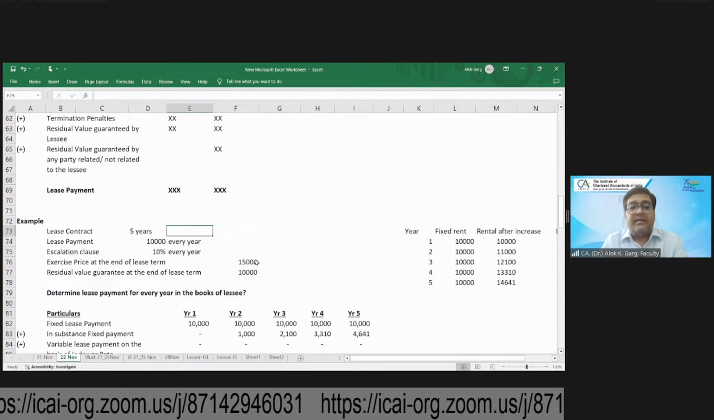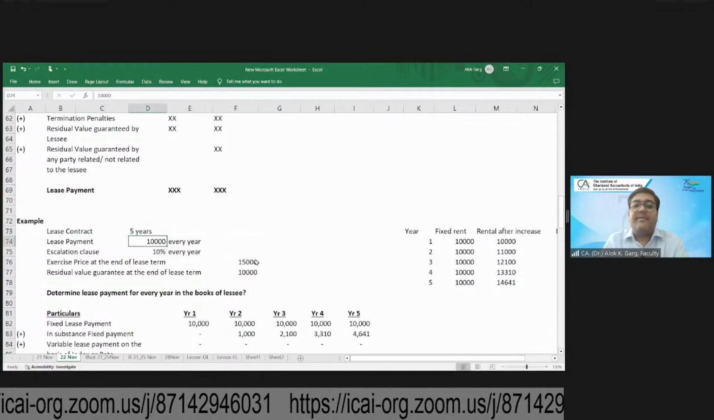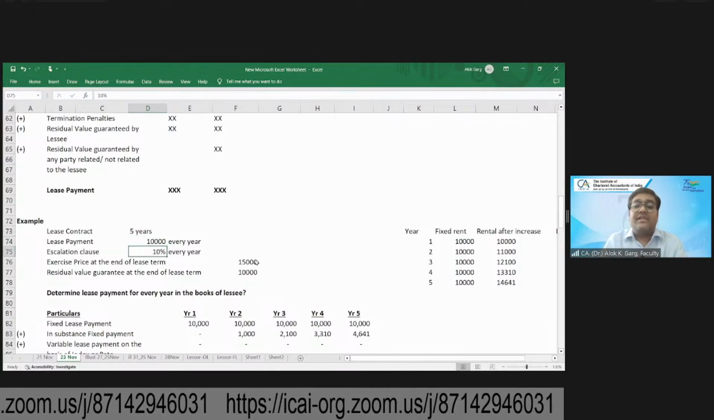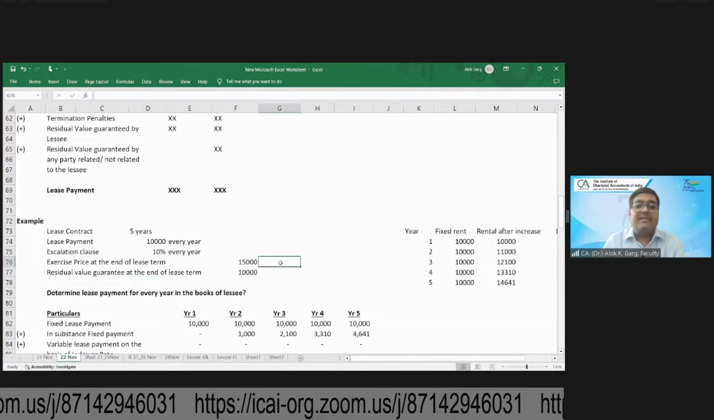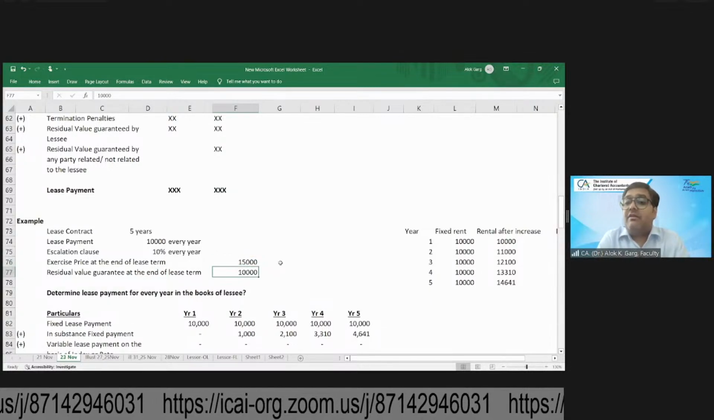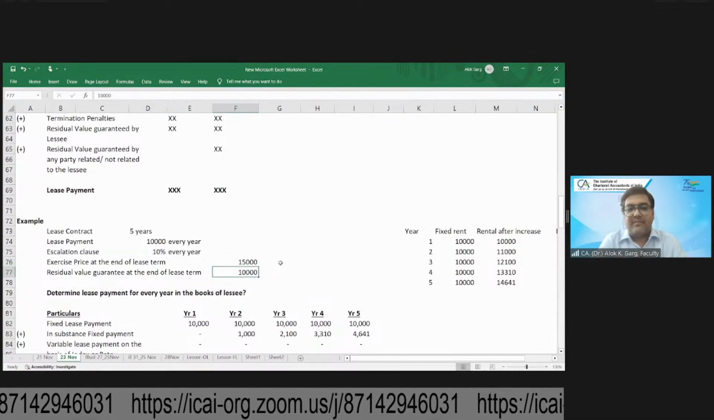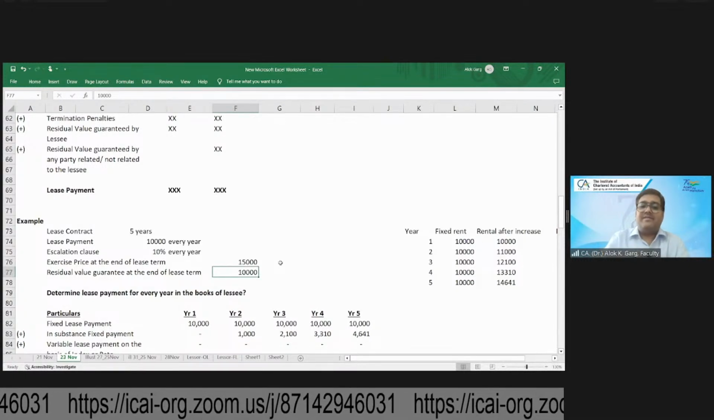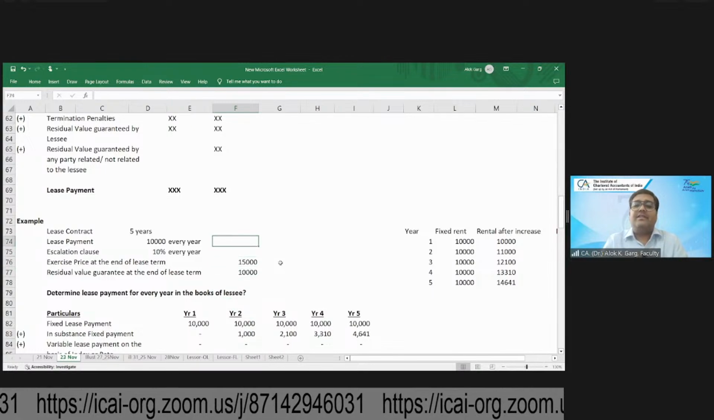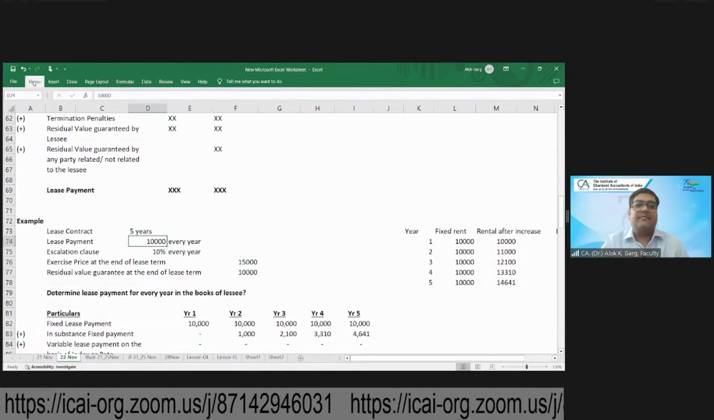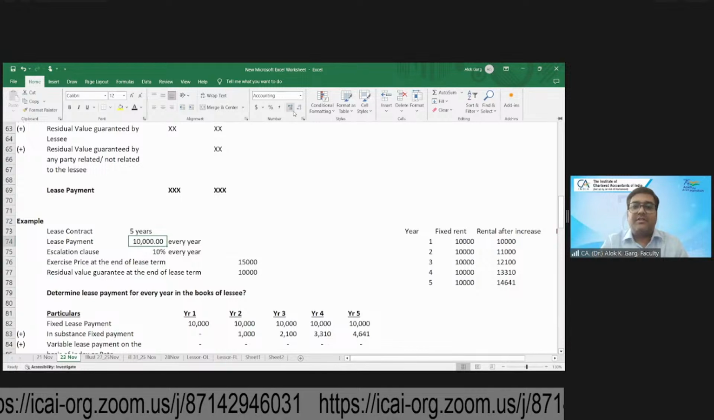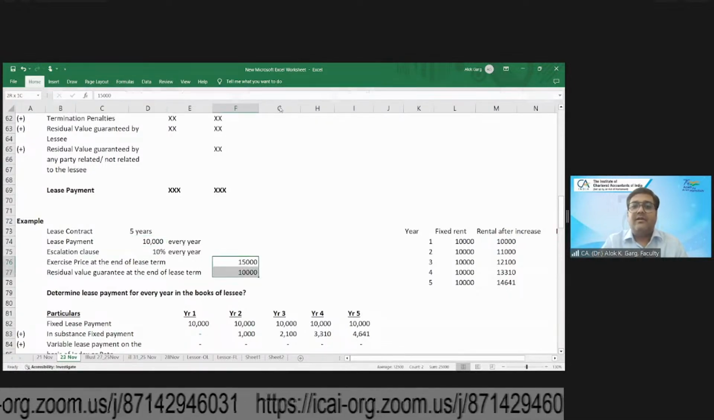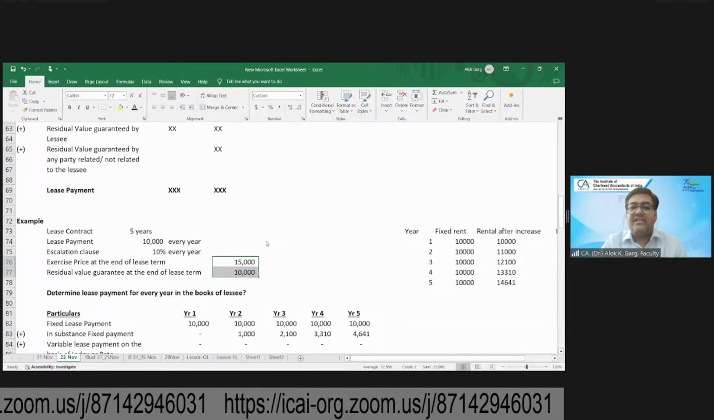Let's discuss one example here. The lease contract is for 5 years. Lease payment is 10,000 rupees every year. Escalation clause is 10% every year. Exercise price at the end of the lease term is 15,000. Residual value guarantee at the end of the lease term is 10,000. What are your lease payments? What is your fixed lease payment? Viraj, can you tell me what the fixed lease payment is? 10,000 rupees every year is my fixed lease payment.